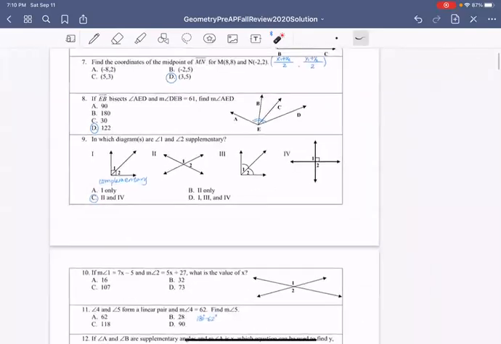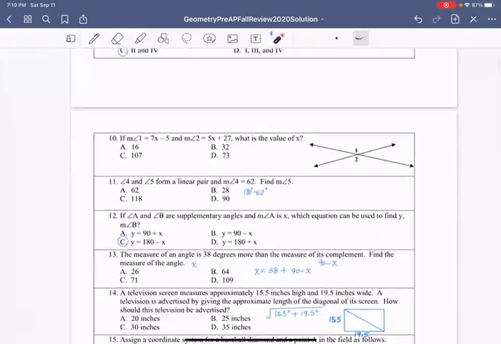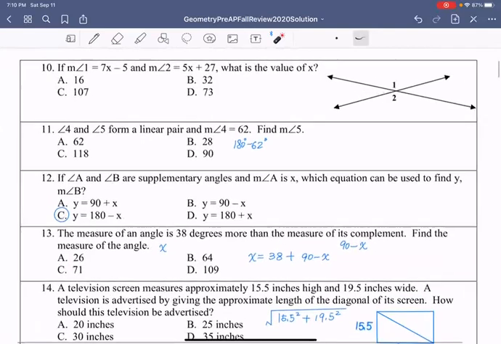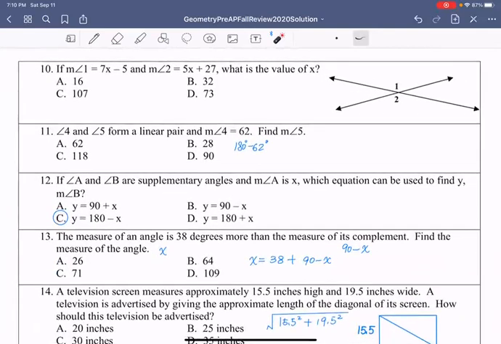Thank you. So far these questions are not hard. Now let's do, Albert, number 12. Go ahead, read the question. If angle A and angle B are supplementary angles and the measurement of angle A is x, which equation can be used to find y, the measurement of angle B? What do you do?